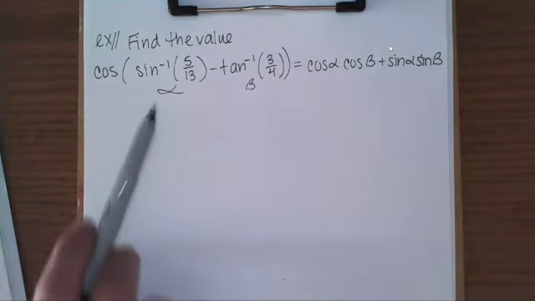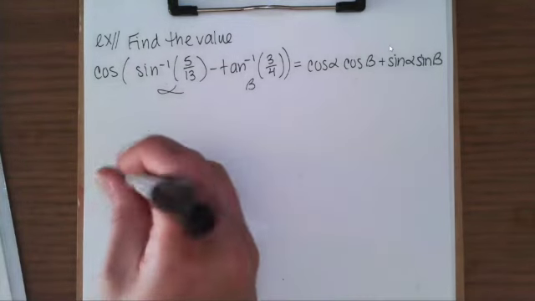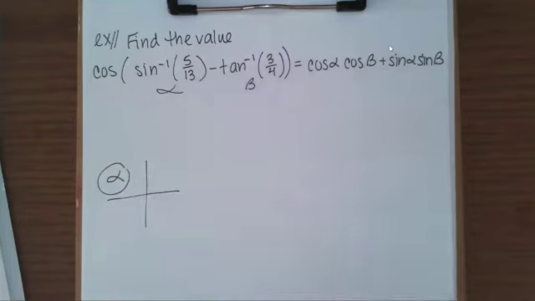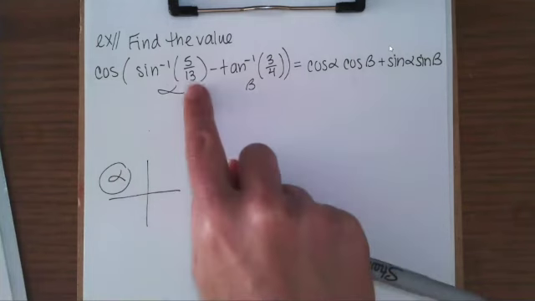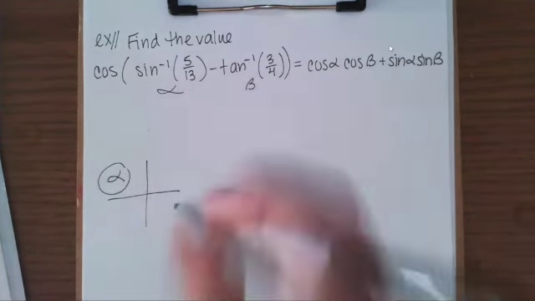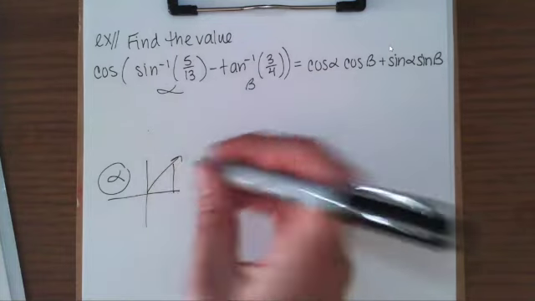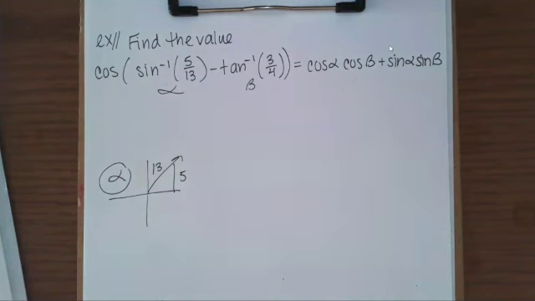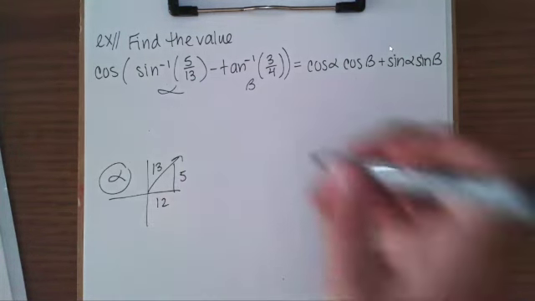Okay, so now let's draw a picture of alpha. We'll draw a picture of beta, and then we'll fill in those values. So for alpha, alpha is inverse sine of 5/13. So remember, inverse sine is restricted to quadrant 1 or quadrant 4. The way we determine what quadrant the angle is in is based on this number being positive or negative. This is positive, so that means our angle is in the first quadrant. Sine is 5/13, so opposite over hypotenuse. Using the Pythagorean theorem or recognizing this triangle, we get that the third side is 12. Let's draw a picture for beta.